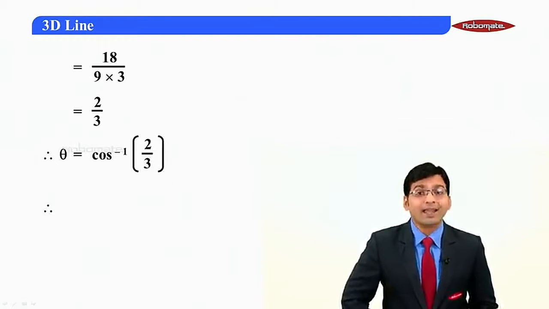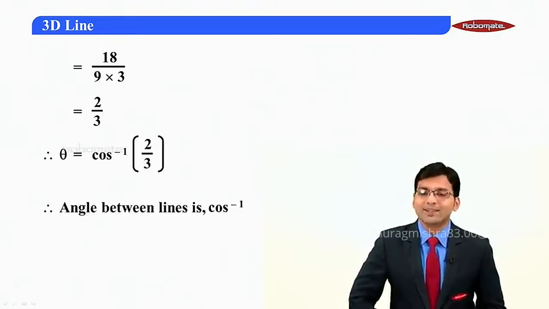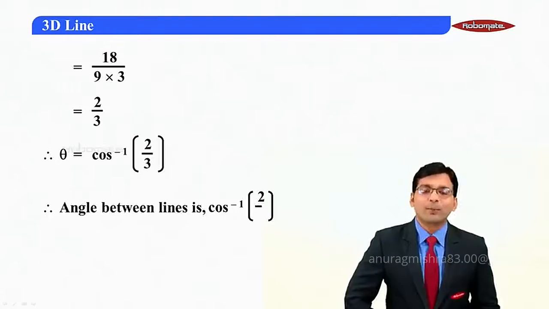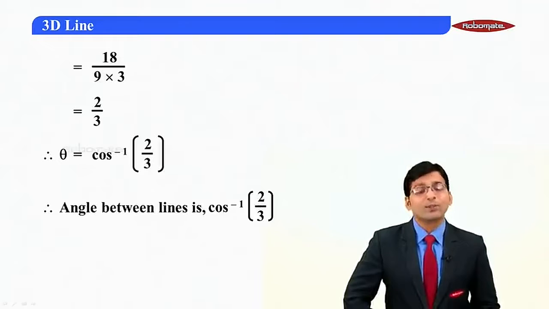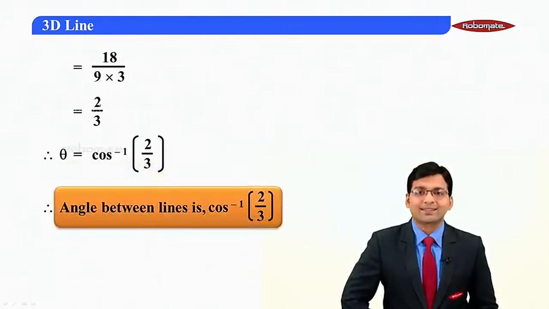So here we get the angle between the two lines, right students? Cos inverse of 2 upon 3. Alright students, so here we complete problem solving on 3D lines. Thank you.